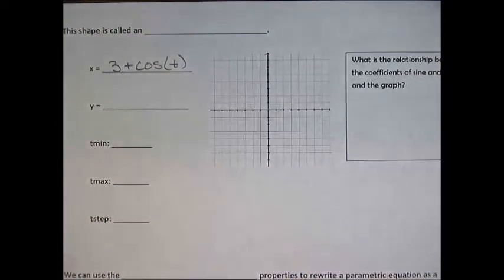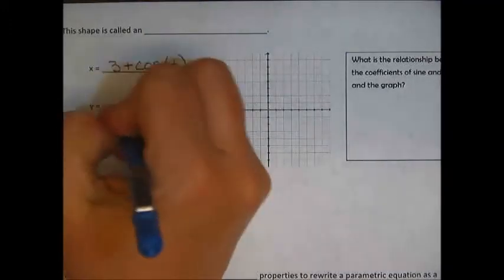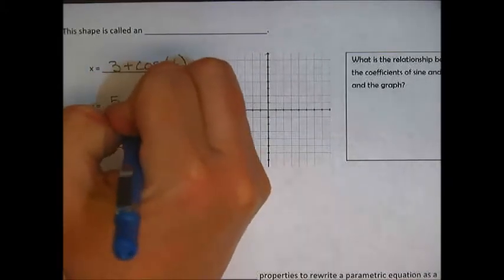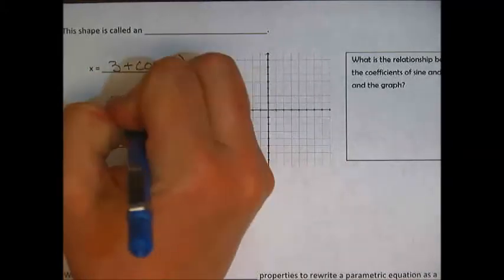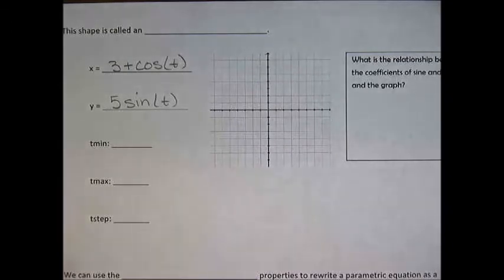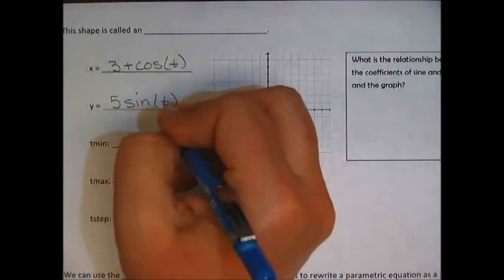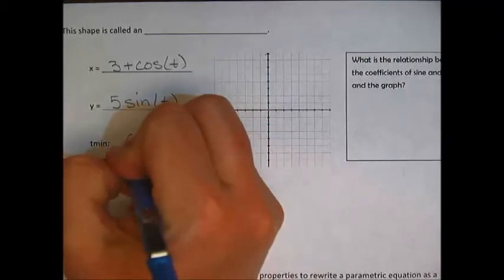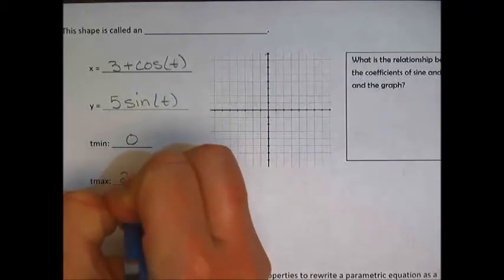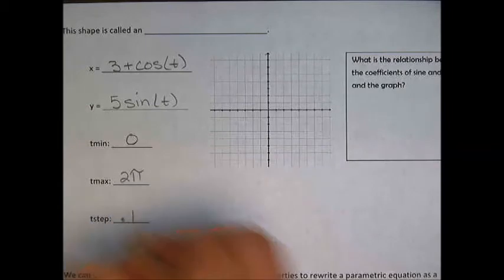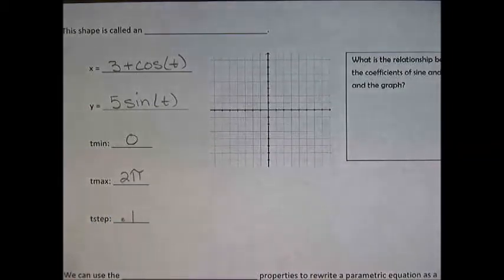If I just did x equals cosine, we'd just get the unit circle with a center at 0, 0 and a radius of 1. And for y equals sine, I'm going to multiply the sine by a number so we can see what happens when we multiply the sine. T min, t is my angle, and I'm going to be taking the sine of that angle. So if I go from 0 to 2 pi, that will go around the circle, and again a t-step of 0.1 is enough to make a nice smooth curve.